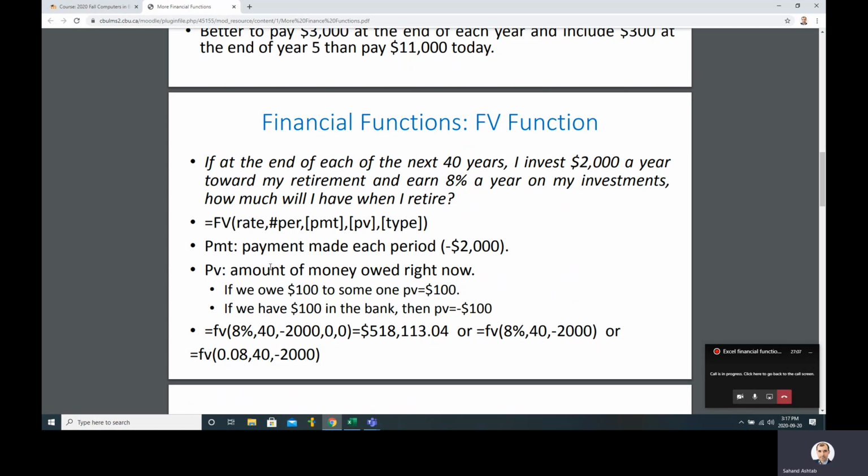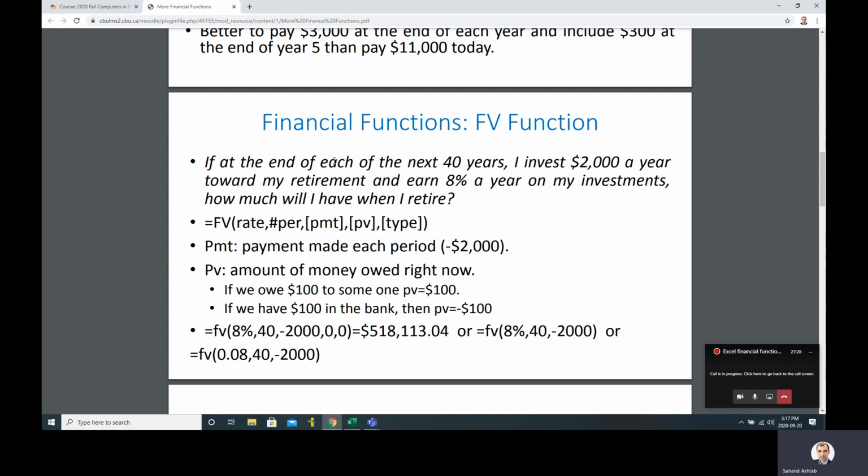Again, PV is about owing. So if you owe, it goes in as positive. If it's the opposite of owing, which is you have money in the bank, that will go in as minus. The rest is similar to what we have discussed before. So we have equal FV. Now, let's look at the example.